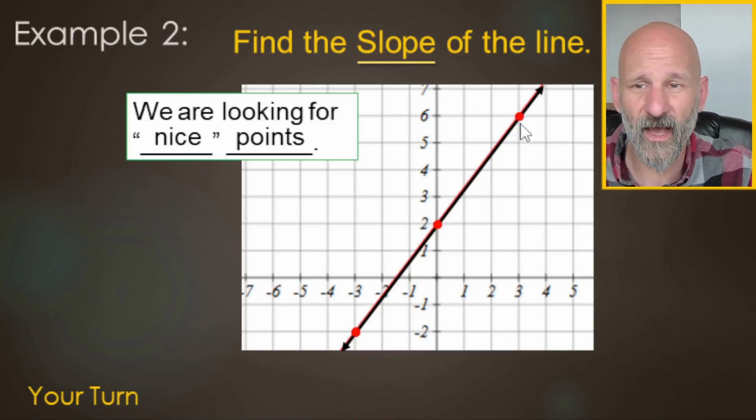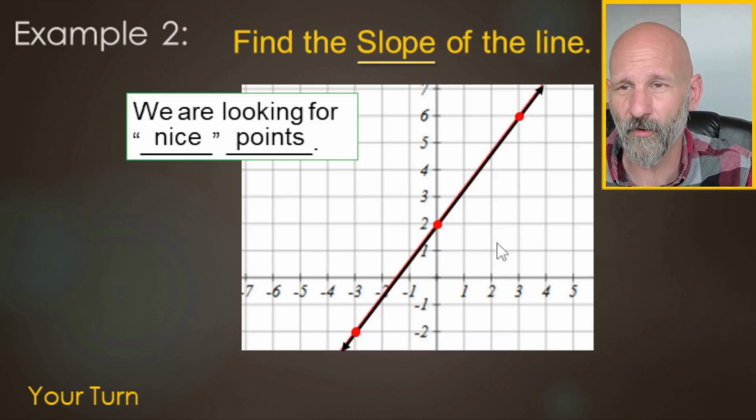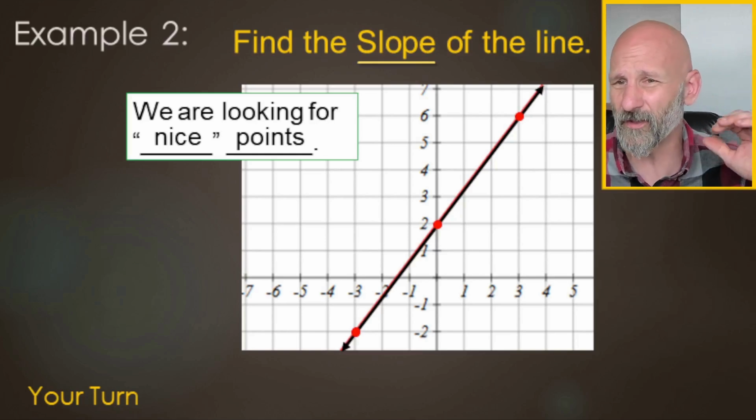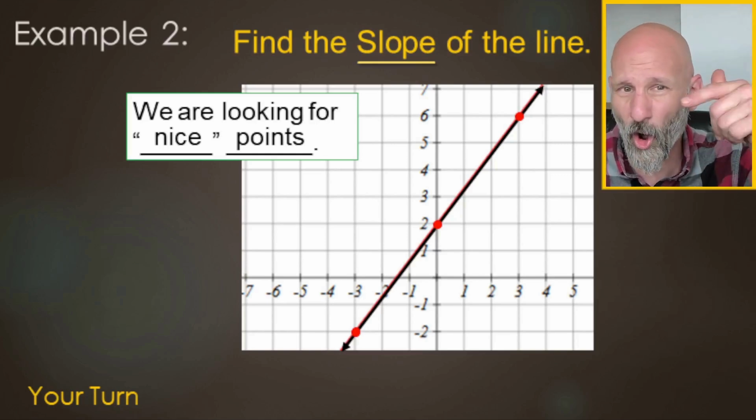Remember, we want to find these nice points where they go through a vertical line and a horizontal line. This point right here, I know what the y is, but not quite sure what that x is. Here, I'm not sure what the y is, but the x is definitely a 2. So that's what nice points are, where you can get the nice whole numbers that are on the grid.